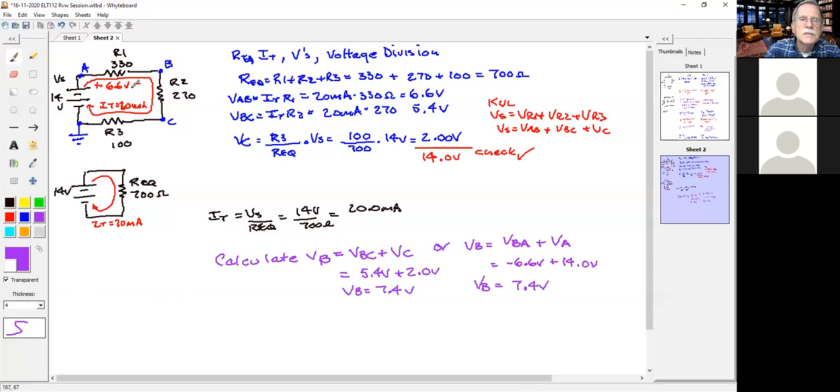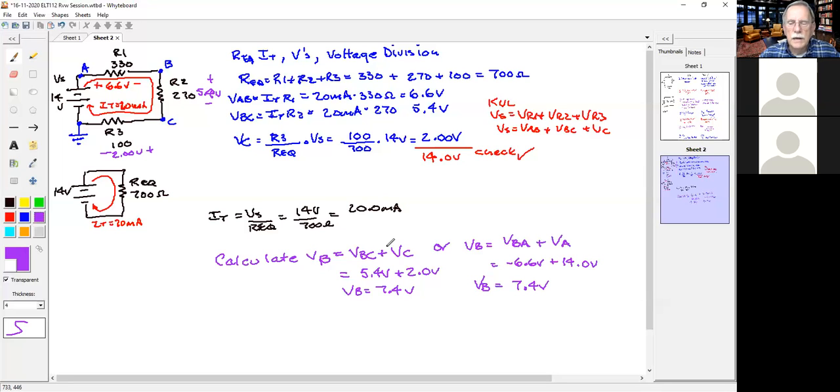If I did VBC, this would have been 5.4 volts, plus at the top, minus at the bottom. This would have been 2 volts, plus on the right, minus on the left. So it would have been plus 5.4 plus 2, which is what we got when we did it over here.